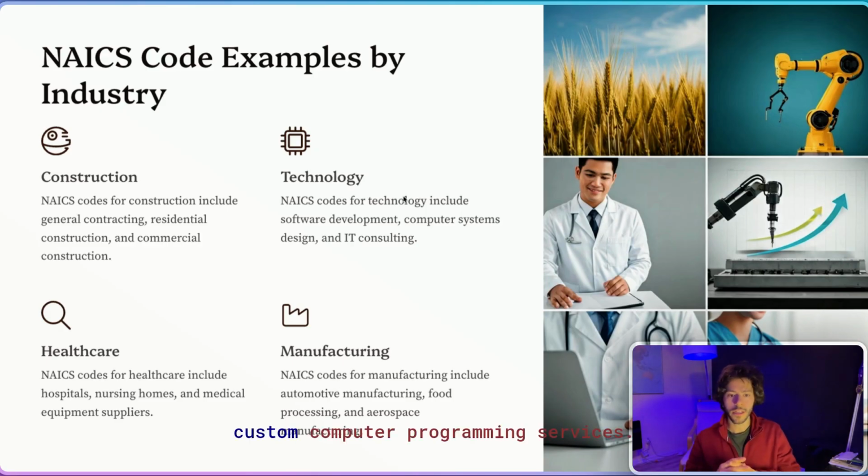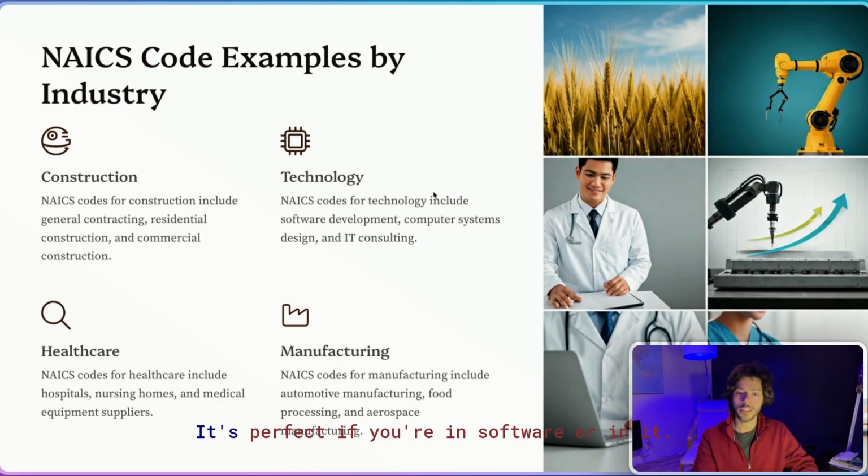For example, 541511 is custom computer programming services. It's perfect if you're in software or in IT. 541330 is engineering services, ideal if you're an engineering consultant. So you can look at these codes and see which one fits best your description, not even as a business owner, but also as your position in your company.